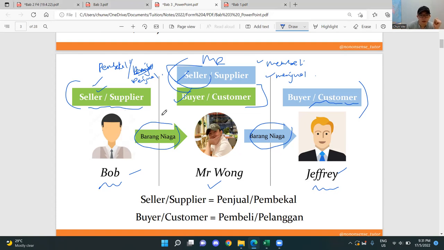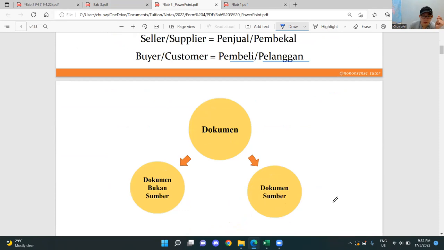So the seller is the pembekal, penjual, and the buyer will be the pembeli, or we call the pelanggan, right? Very simple. So once you get this concept smoothly, you know, as a person, in a business, we can sell and we can buy also, right? Then the next one will be much easier.